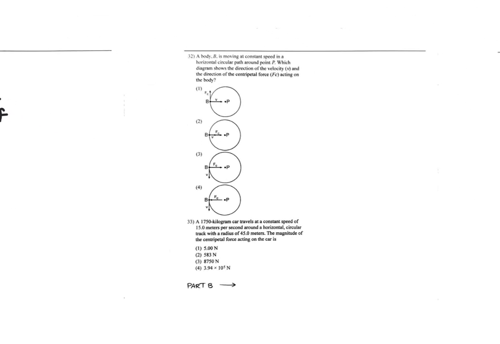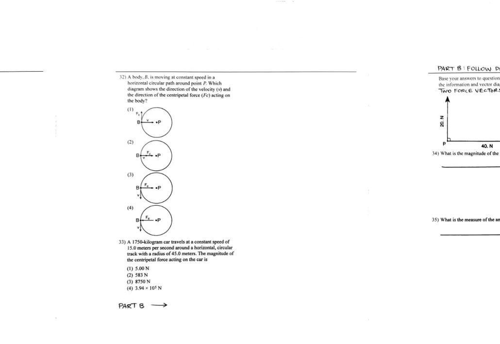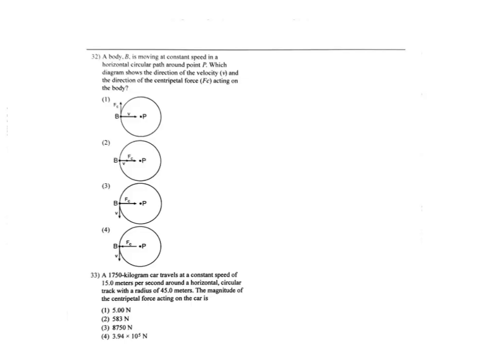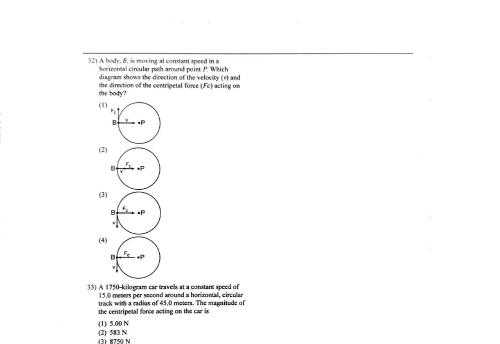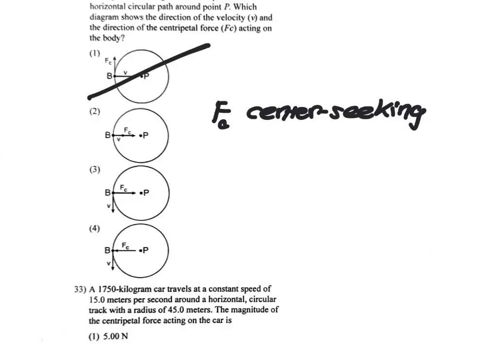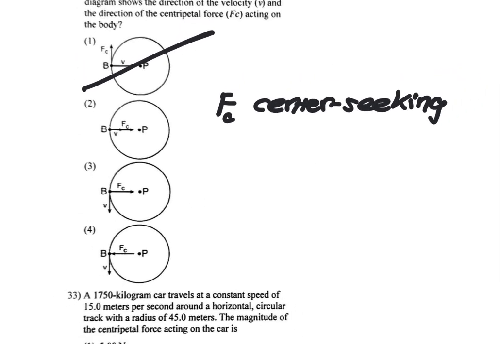Okay, and then the last for the multiple choice are numbers 32 and 33. 32 is a circle question, 33 is also a circle question. 32 wants to know, for something that's moving in a circle, which way are the centripetal force and the velocity pointing? Well, the centripetal force is center-seeking. That means the centripetal force always points towards the center. So that gets rid of choice 1, and it gets rid of choice 4 because that shows the centripetal force pointing outwards. We want inwards, so not those.